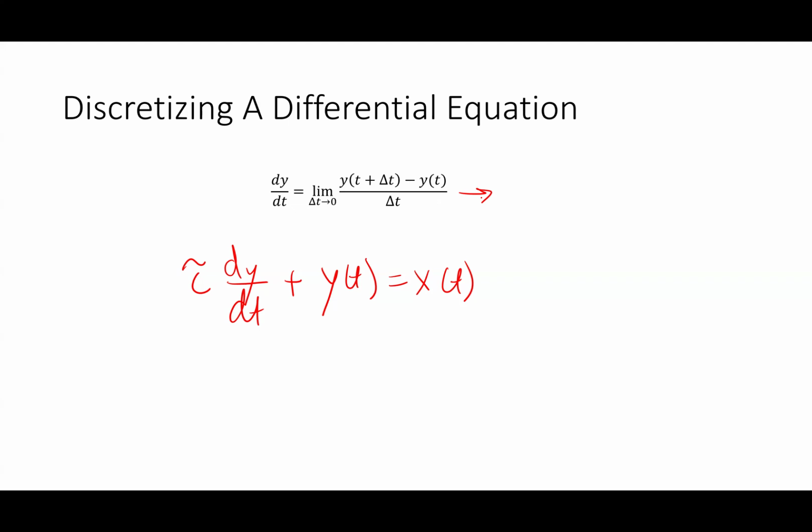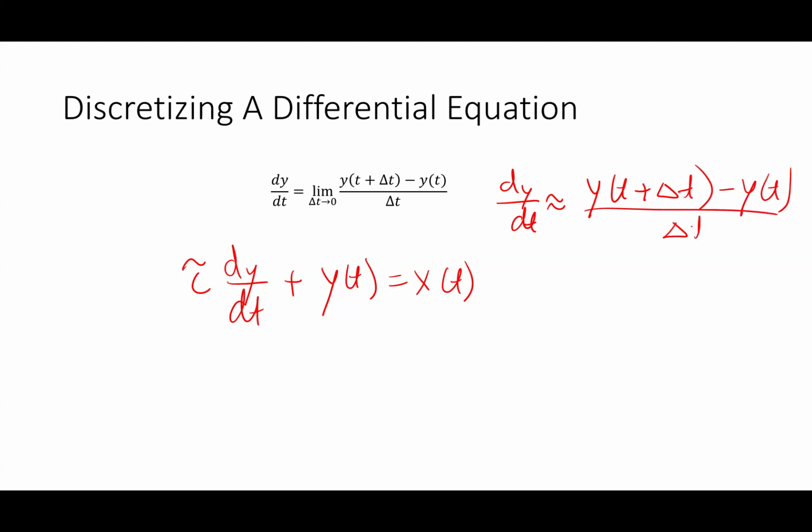If I choose a suitably small value of delta t, then I can say that dy by dt is approximately y of t plus delta t minus y of t, all over delta t. This is true for a suitably small delta t.